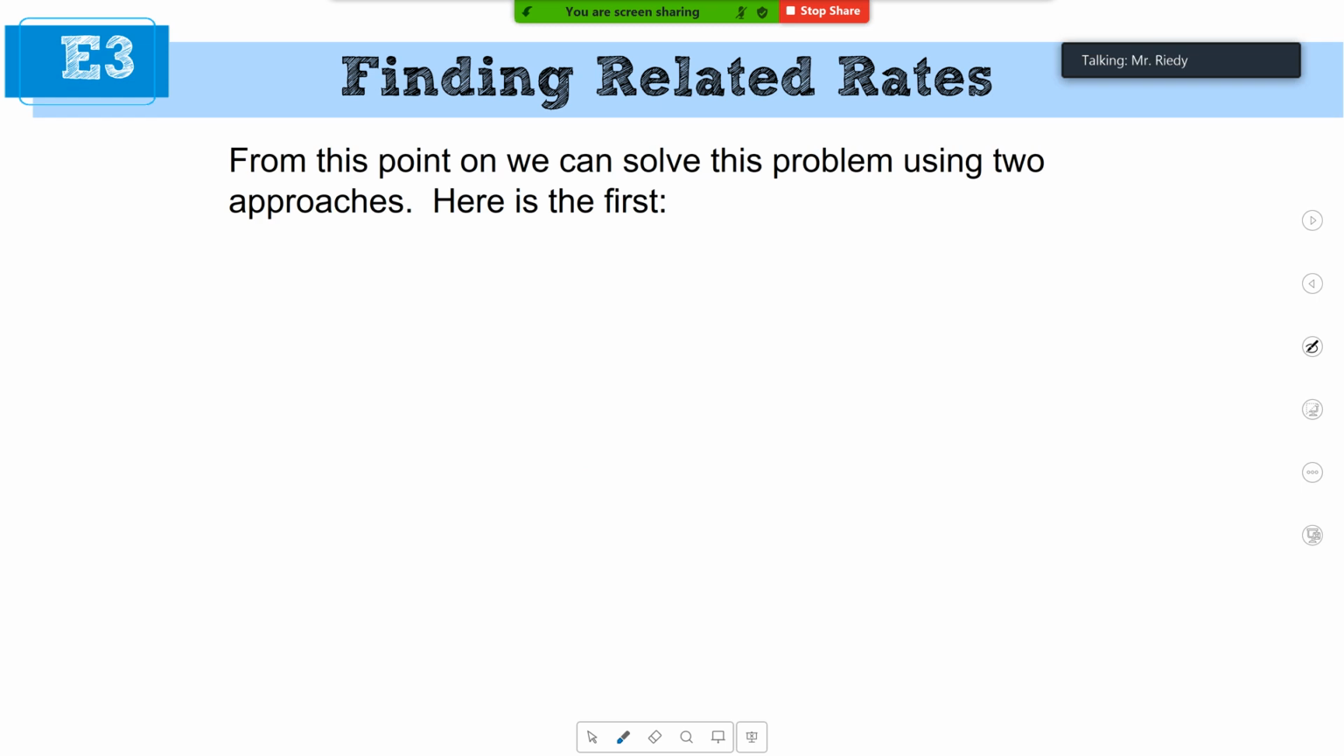This one's weird because there's 2 different approaches to it. I'll take you through both because I think it's important that you see both of them. There's my general equation.